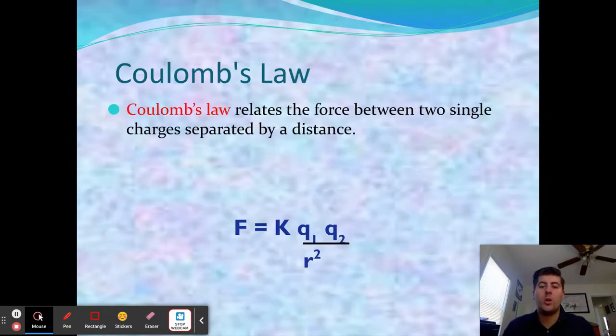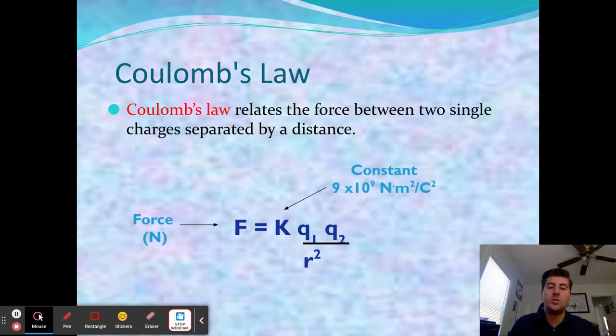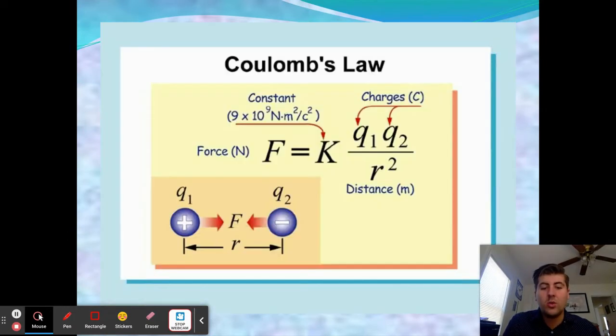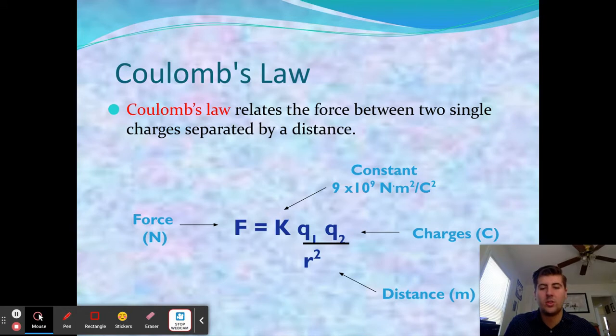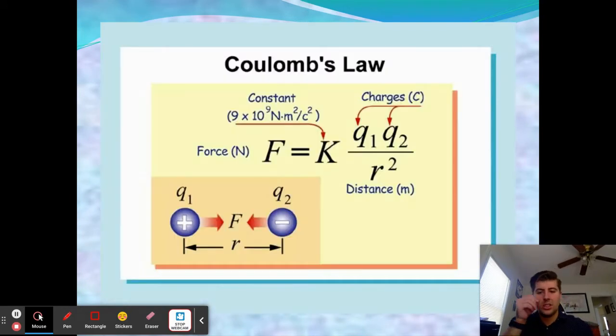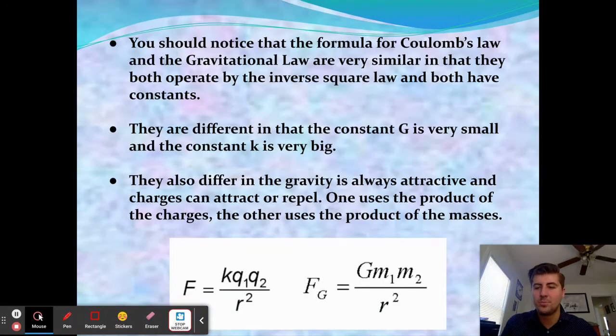Okay, Coulomb's law relates the force between two single charges separated by distance. F represents the force, K represents Coulomb's constant, R is the distance between the two objects. Q1 and Q2 are going to be your charges. Q1 would be the charge for object 1, Q2 would be the charge for object 2. So this is just another representation of that. R, obviously, is the distance. Charges are Q1 and Q2, the constant is K, and F is force.